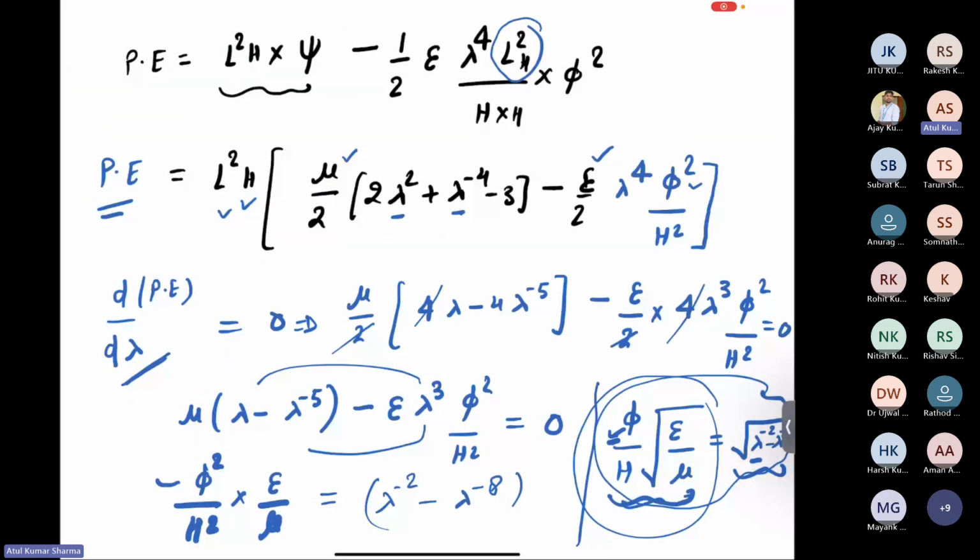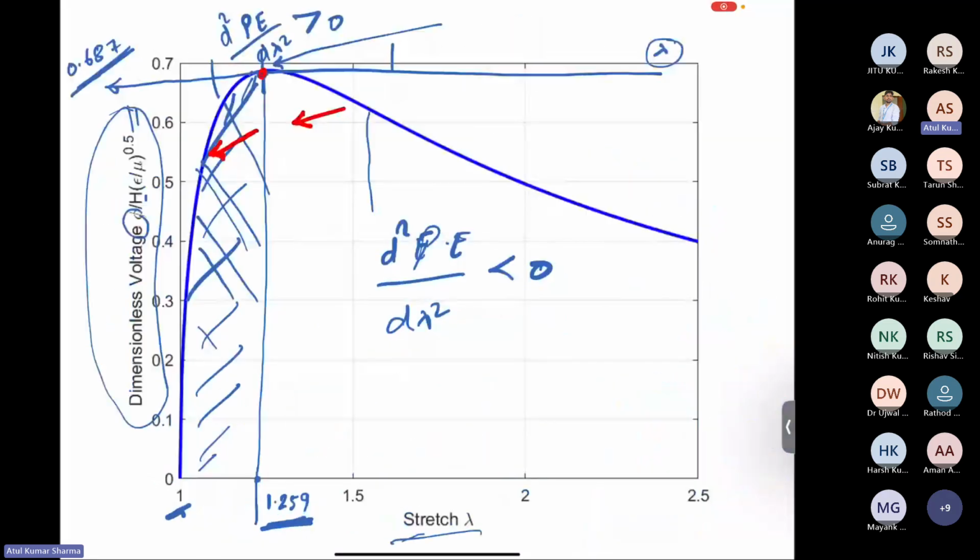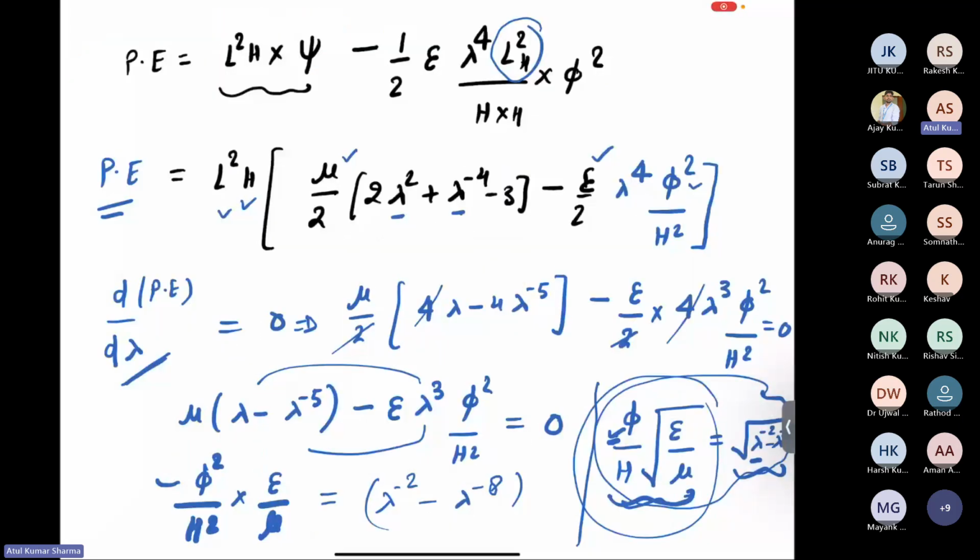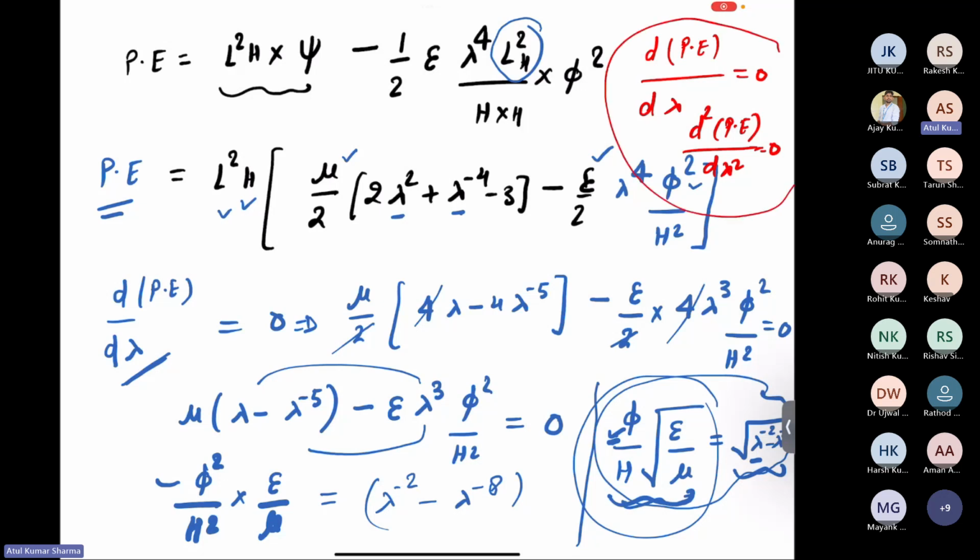So you can also extract the critical value directly, without plotting this graph, just by solving two equations. One is the first derivative of the potential energy equal to 0, and the second is the second derivative of the potential energy with respect to lambda squared equal to 0. By solving these two nonlinear algebraic equations, you can find your two unknowns at the critical point: the critical stretch as well as the critical phi value.